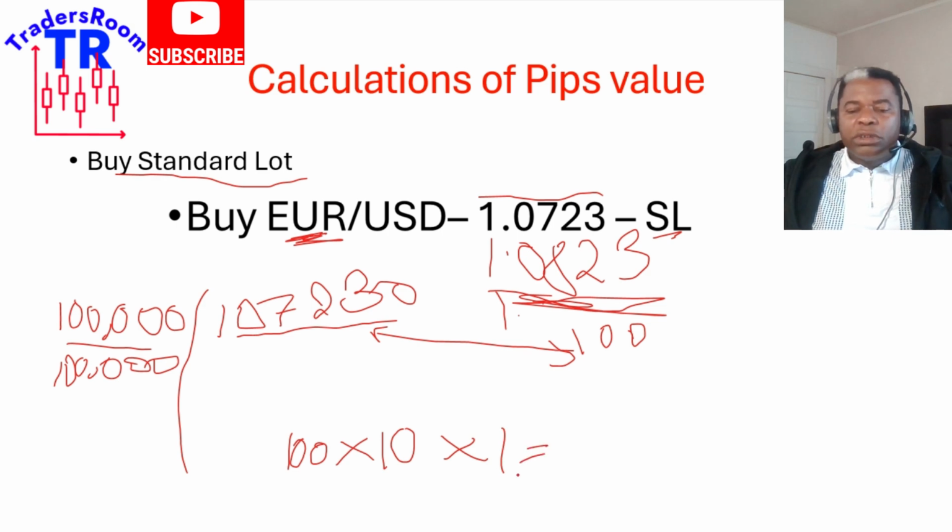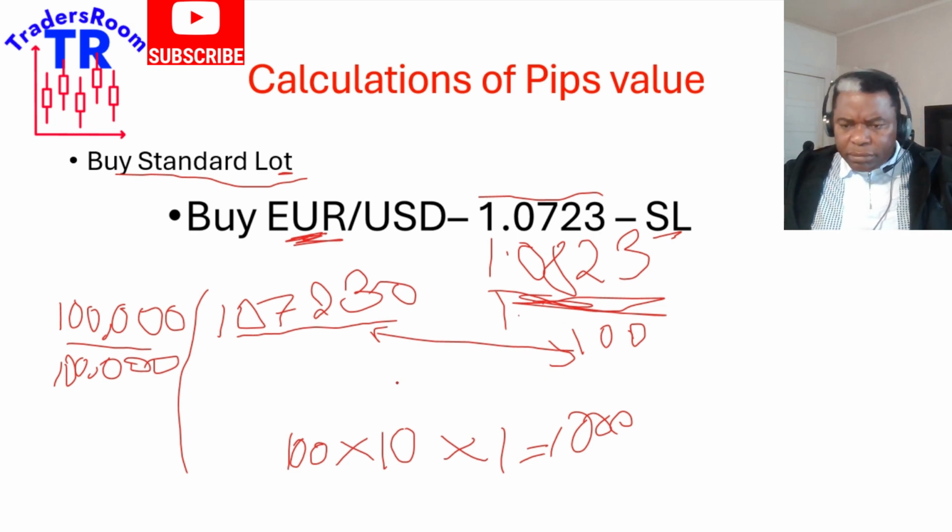Where does this one come from? Remember, you are trading just one lot. It's a standard lot, but you are trading one lot. So that's why it's times 1. So when you now times 100 times 10 times 1, it will give you 1,000. Meaning the money you make is $1,000 for the 100 pips you just made.